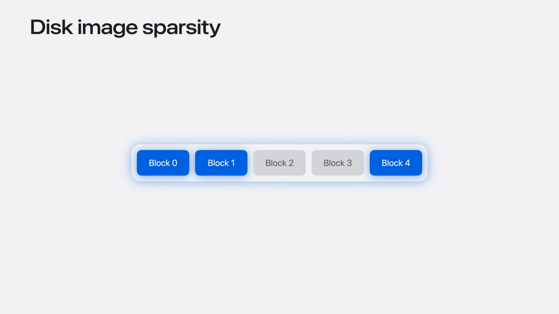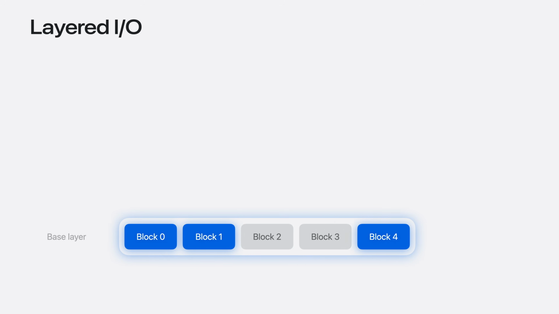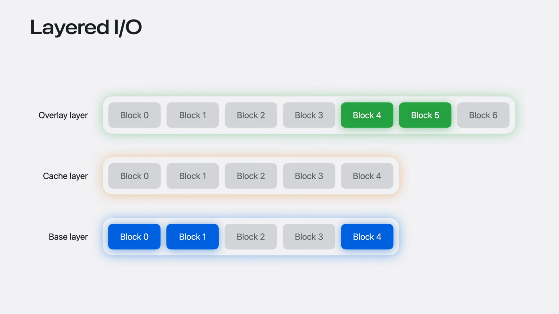ASIF images are sparse. This means that an ASIF image may logically represent more blocks than are actually stored in the image. When reading from an ASIF file, blocks that are not stored in the image are treated as if they were zero-filled. I'll walk through how Disk Image Kit would process read and write requests for an example stack.